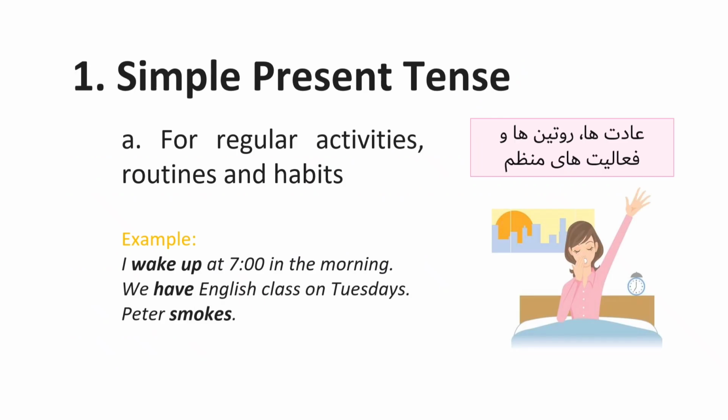The first basic tense is simple present tense. Simple present tense is used for regular activities, routines, and habits. For example, I wake up at 7 in the morning. That's a routine, my routine. I do it every day. Or we have English class on Tuesdays. That's a regular activity. That means every week on Tuesday we have English class. And Peter smokes. This is a habit. Peter's habit that he smokes.